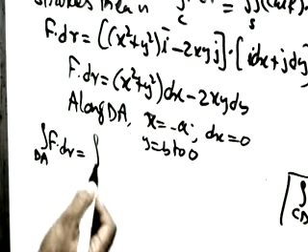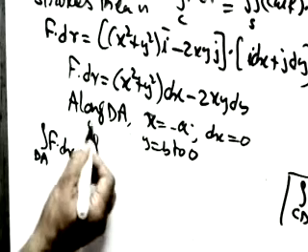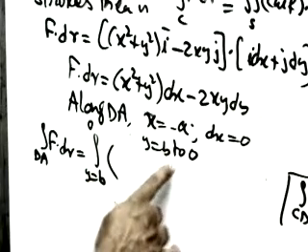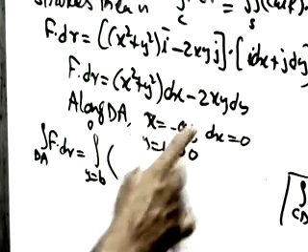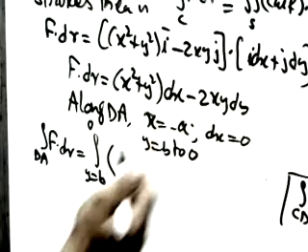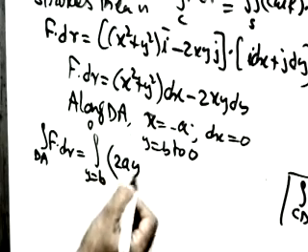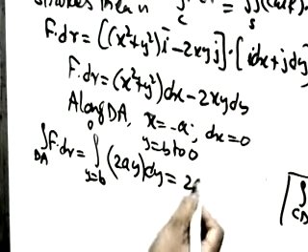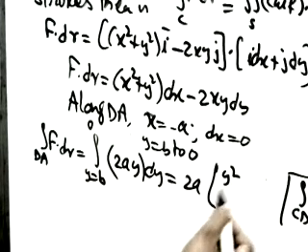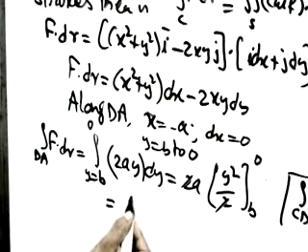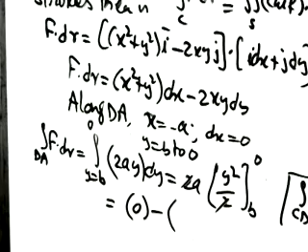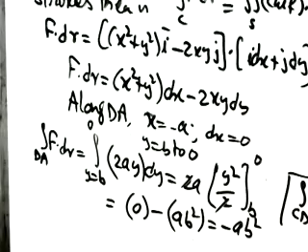So lastly, let me do this one. The integration along DA of F dot dr equals the integration for y from b to 0. If we keep dx equals 0, this term will become 0. And if you put x equals minus a, minus into minus is plus, this will become 2ay dy. Now 2a into the integration of y is y square by 2, from b to 0. This 2 will get cancelled. If you keep the upper limit, it will be 0, minus if you keep the lower limit, it will be ab square. So this is minus ab square.